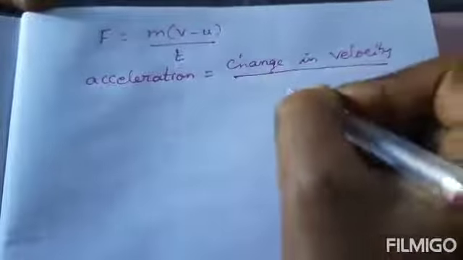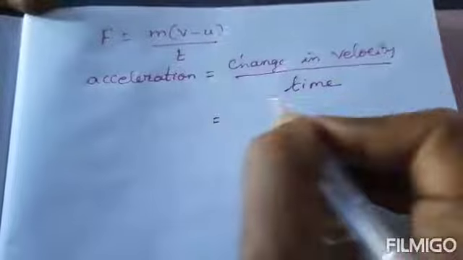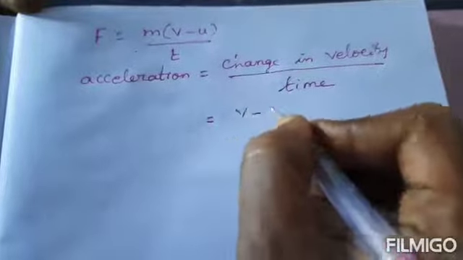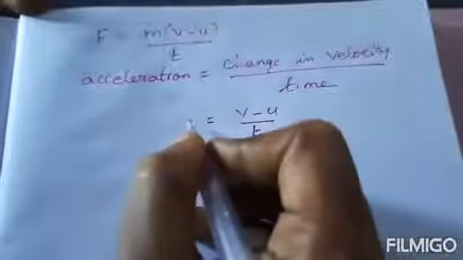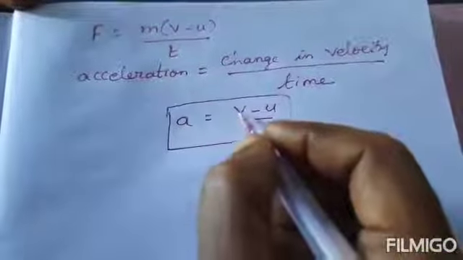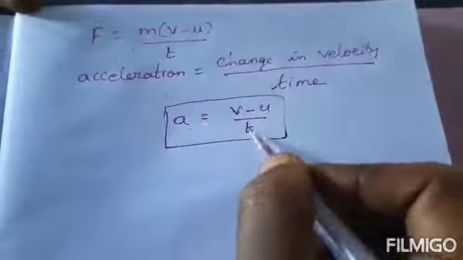You know the formula for acceleration. Already you have learned about acceleration. What is the formula for acceleration? Acceleration equal to change in velocity divided by time. Change in velocity means two velocities, initial velocity and final velocity. So v minus u divided by t. Acceleration is denoted by the letter a. This formula you should know. A equal to v minus u divided by t. In previous classes you have learned about acceleration.